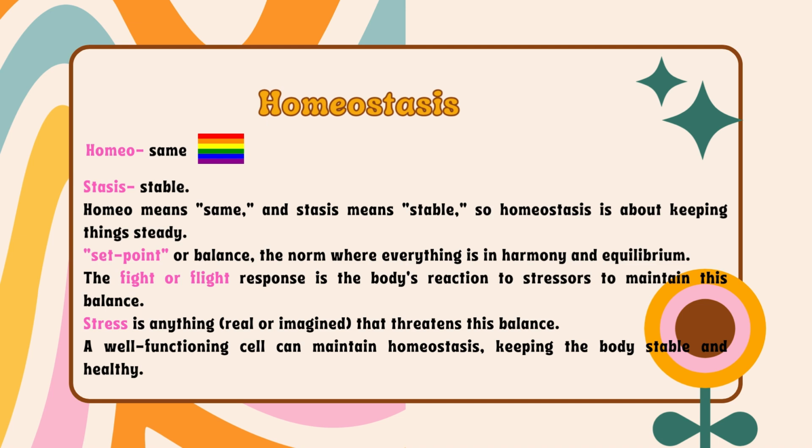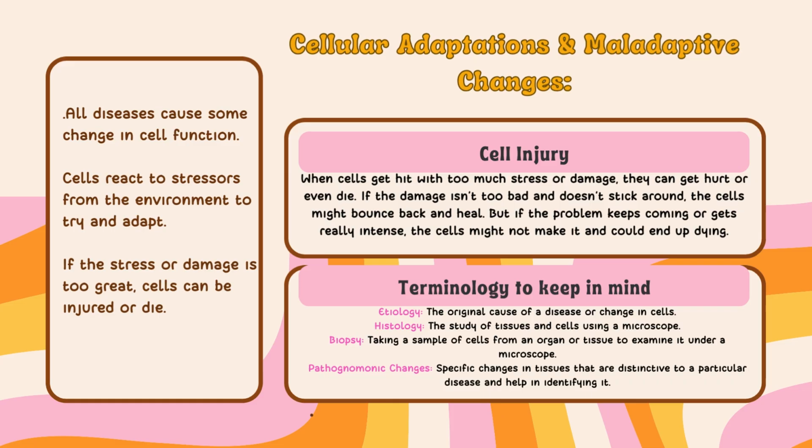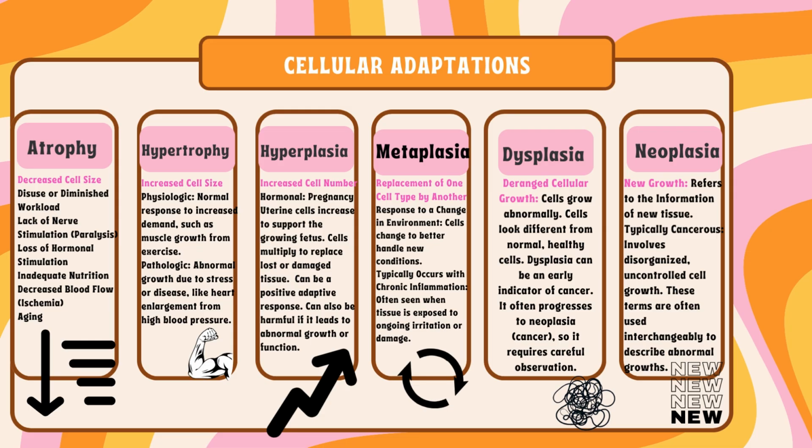Now a well-functioning cell can maintain homeostasis, and it keeps the body stable and healthy. So in cell injury, when cells are hit with too much, they can die. But if it's not too bad, then they can stick around. And you might want to look at that terminology to keep in mind. So let's look at cellular adaptations.